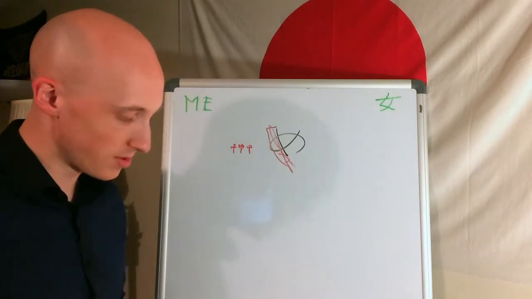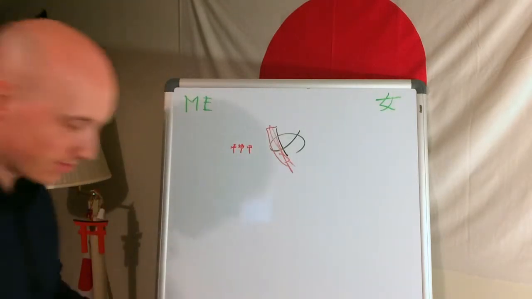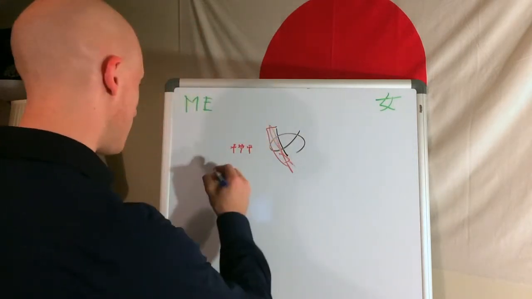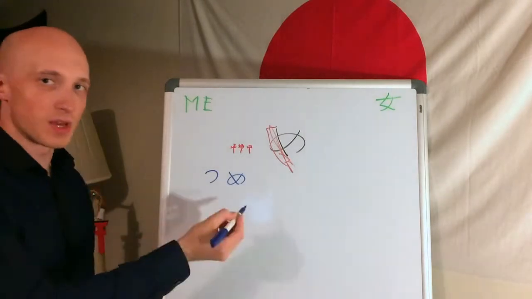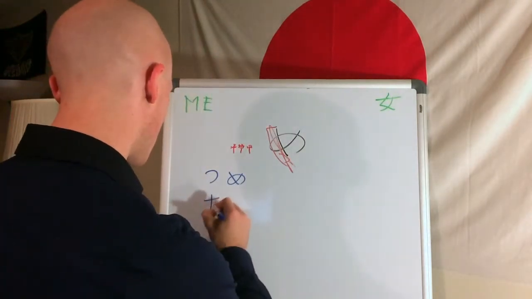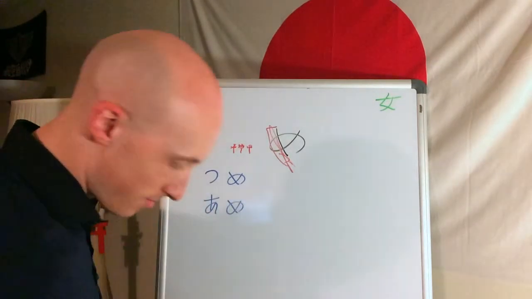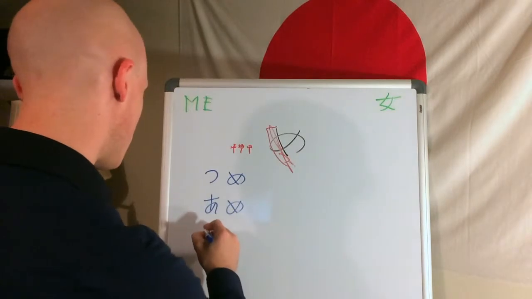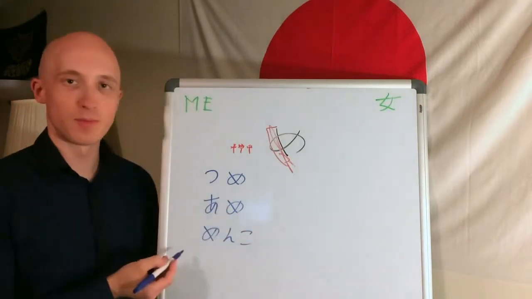Here are some words which we can now spell with me. Tsume. Ame. Menko.